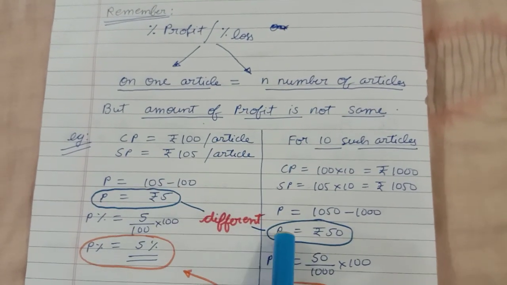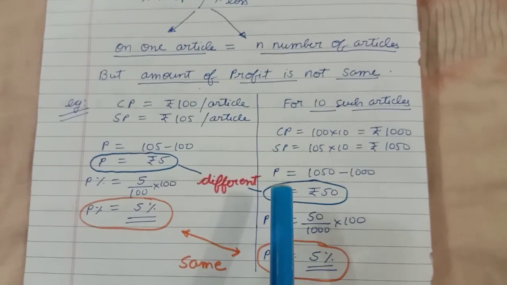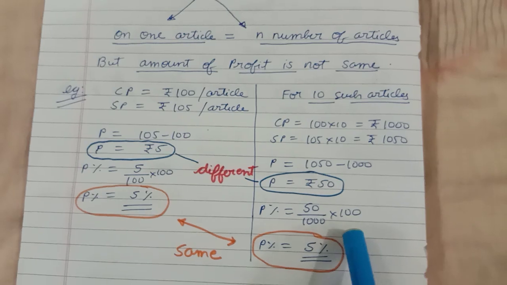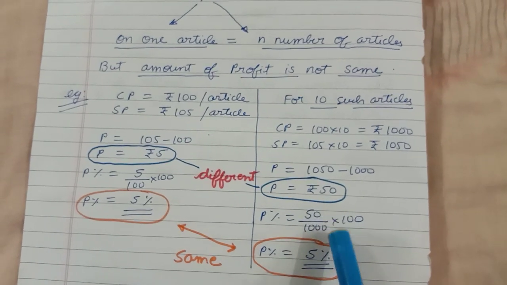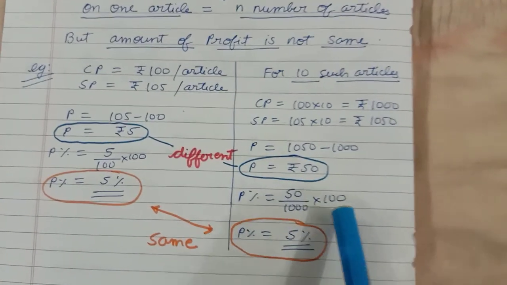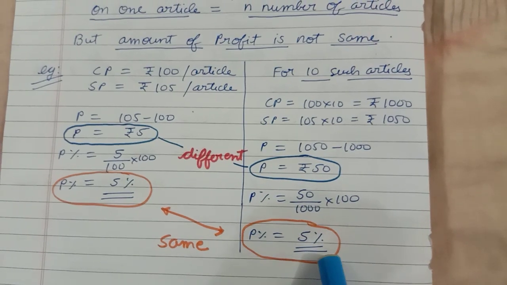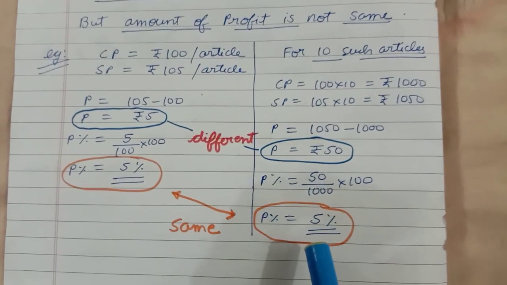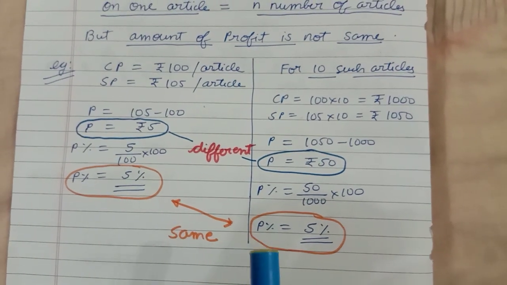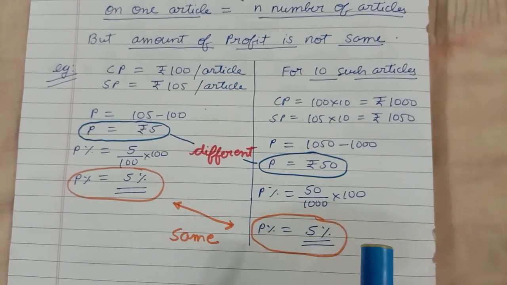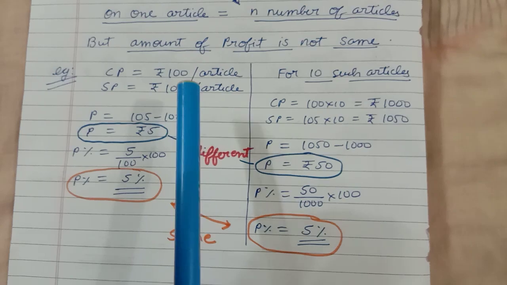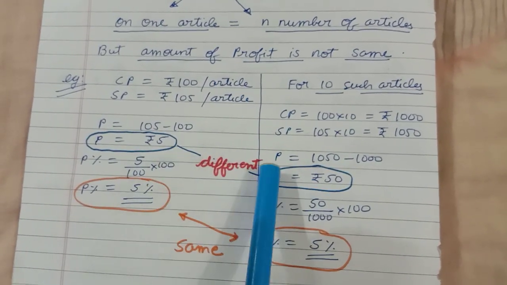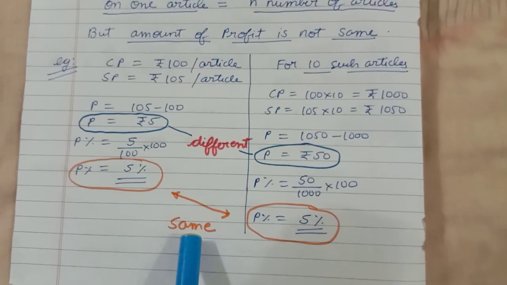The profit amount is different, but if you continue further, percentage profit for this fellow is rupees 50 upon 1000 into 100, so again the answer is 5%. So what I told you a couple of minutes back: if the number of articles is changing but cost price and selling price are not changing, then your profit amount will change but the percentage of profit will remain the same.